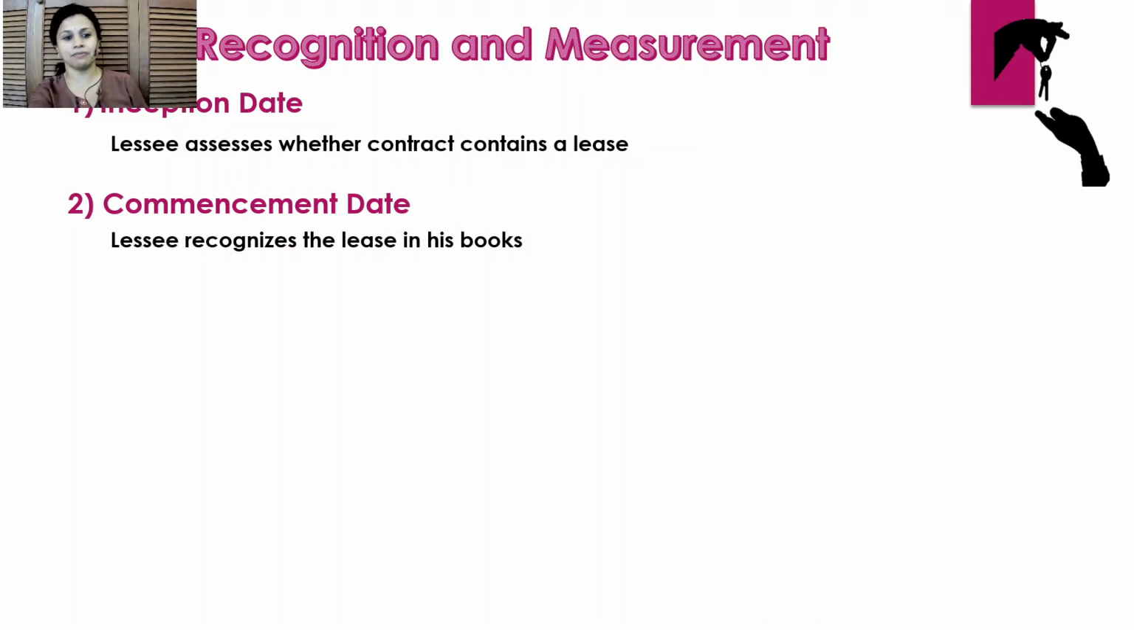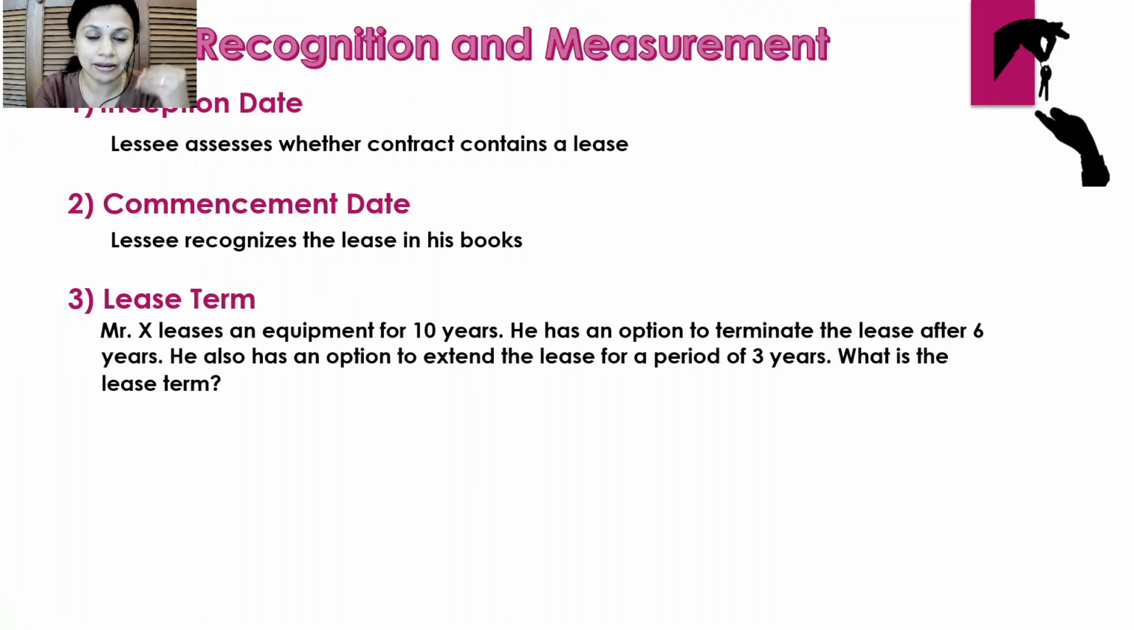Now, the third concept is a new one. It is the lease term. So, as all of you may guess, this is the duration for which the asset is made available for use by the lessee. So, although on the face of it, it sounds simple, there are a few complications that you need to know about. Let's understand these with the help of an example. Here, Mr. X leases an equipment for 10 years. He has an option to terminate the lease after 6 years. He also has an option to extend the lease for a period of 3 years.